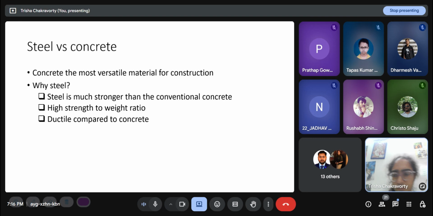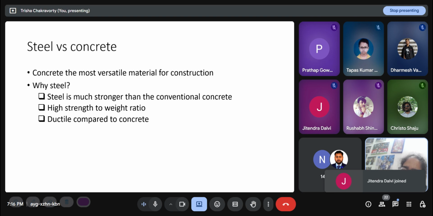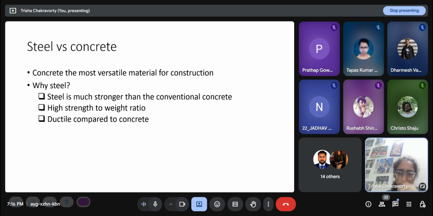Now, ductility is a very important structural property. Mathematically, in the stress strain curve, you would have seen that kind of curve, I'll show you later in this class. The area under the stress strain curve, the higher it is, the more ductile the material is.